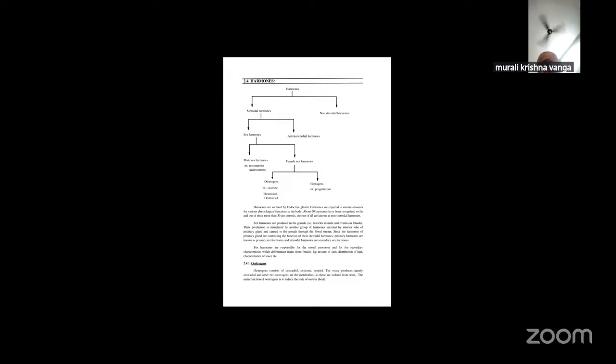Next, we are going to discuss hormones. Of these hormones, we have two: estrogen and testosterone. First, we are going to discuss estrone. This is estrone, and this is the structural elucidation of estrone.